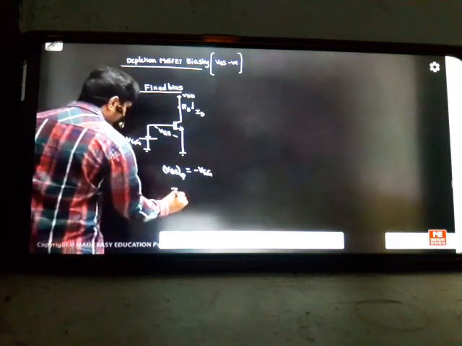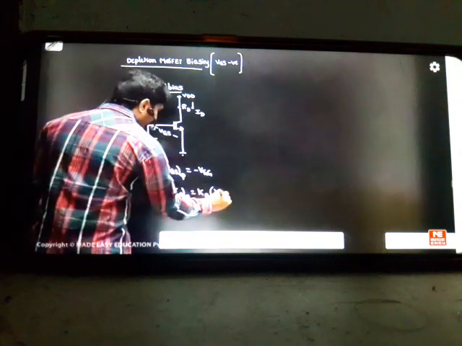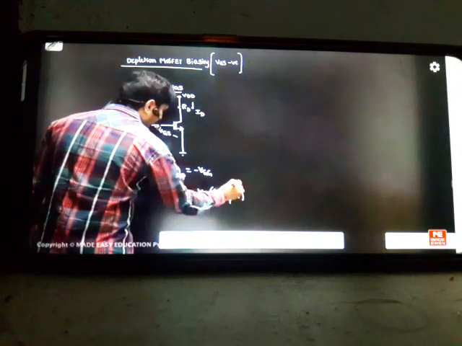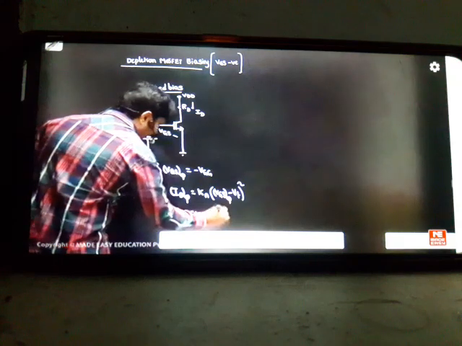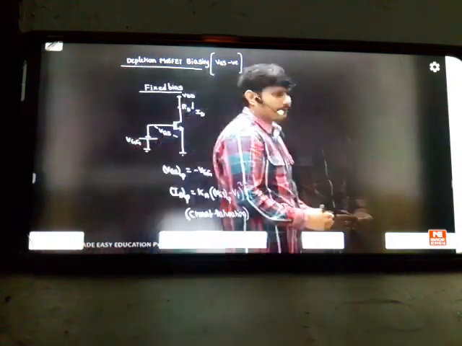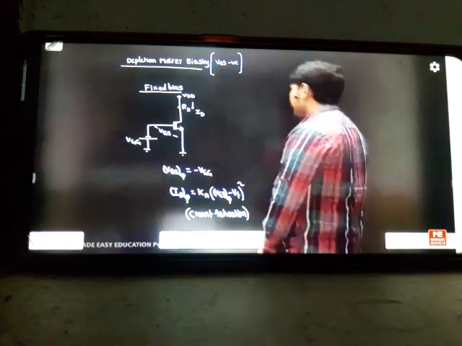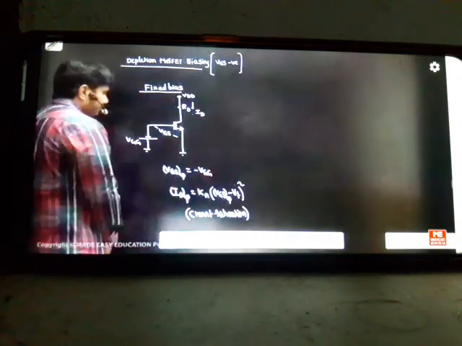If you want IDQ, it will come from your basic equation called the transfer characteristic equation, K into (VGSQ minus VT) whole square, which is called the current saturation equation. We have to take the current saturation equation for biasing circuits because we are fixing the transistor in current saturation. So this is our story from yesterday. This is the first concept we saw in class.